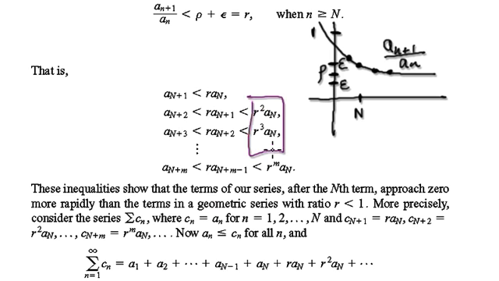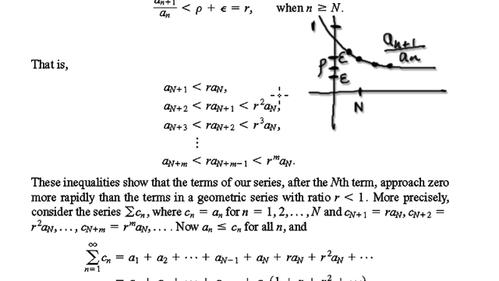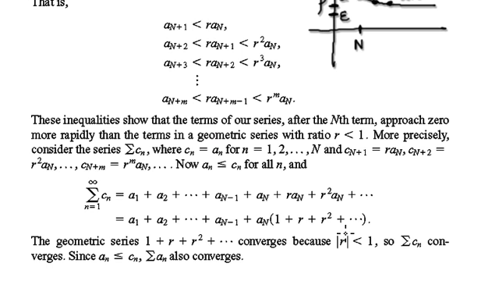This here is really your geometric sequence, your geometric series. Well, we've already seen that if you have a geometric series where the common ratio is less than 1, then it's going to converge. So therefore, your geometric series is always greater than your an.